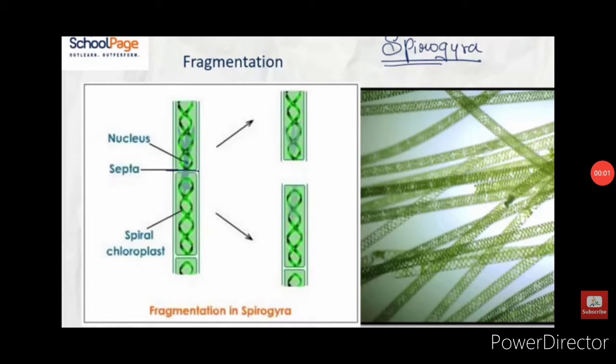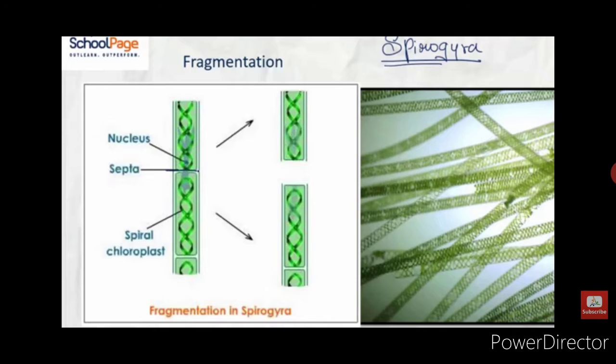Next we'll see other types of vegetative reproduction. Now the first one is fragmentation. This can be very well seen in Spirogyra. In fragmentation, what happens is that Spirogyra, which is a type of algae, undergoes breaking of the filament into various fragments. So it is called fragmentation. The name arises from the filament that breaks into various fragments.